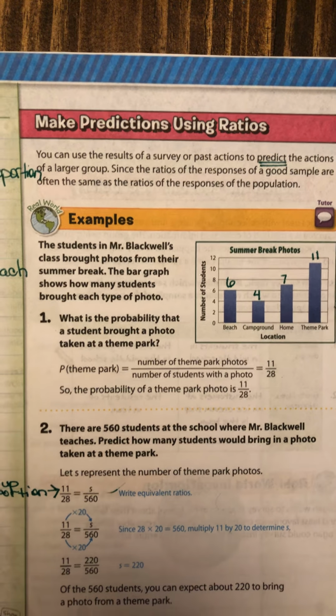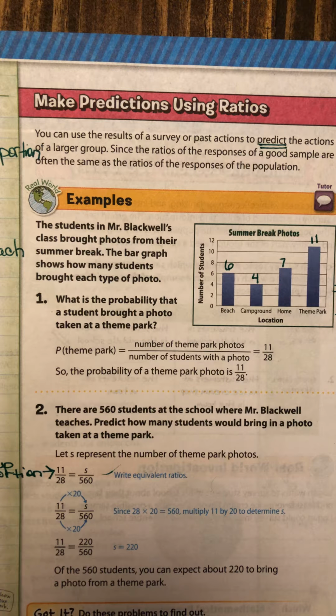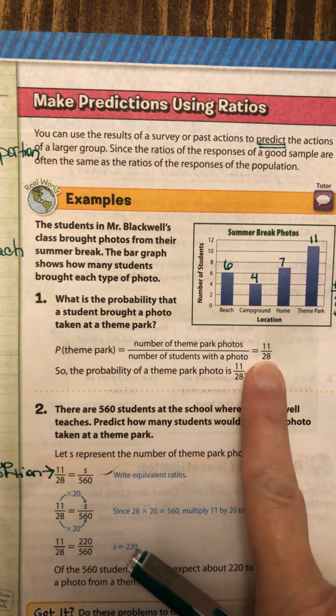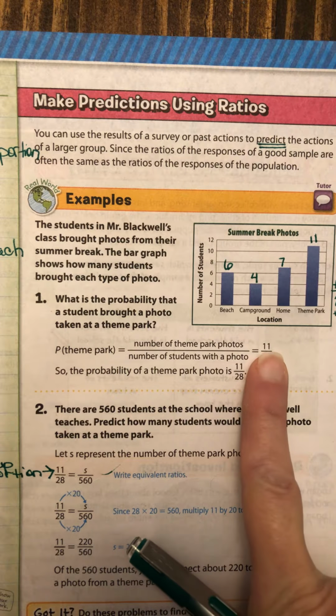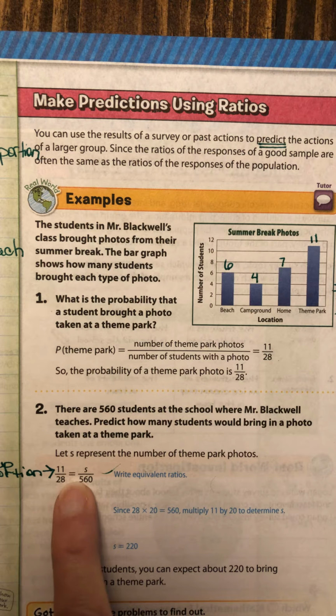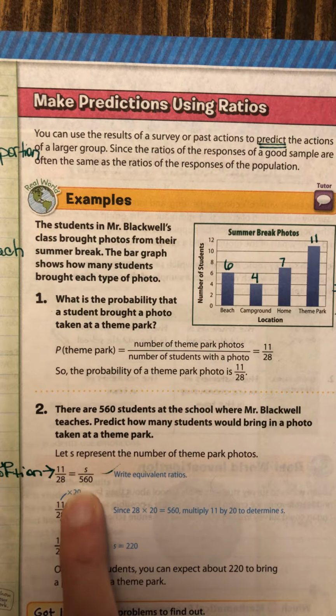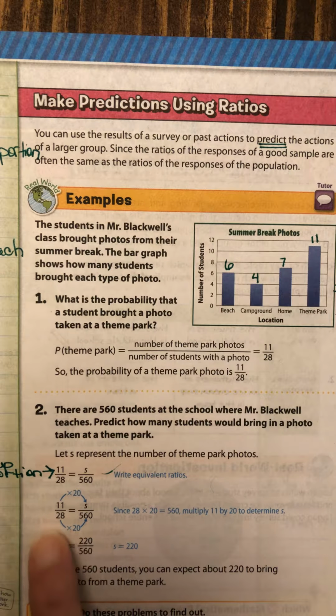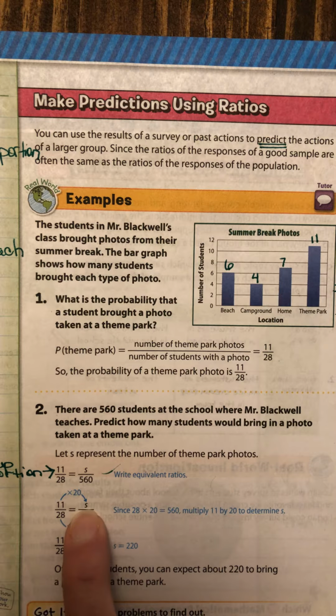Here's the prediction part. There are 560 students at the school. Predict how many students would bring a photo taken at the theme park. So we have to take our original probability, theme park, part over whole, 11 out of 28, and set it up as a proportion. So if 11 out of 28, how many out of 560? Here they found their scale factor, which was 20. 28 times 20 is 560. 11 times 20 is 220.